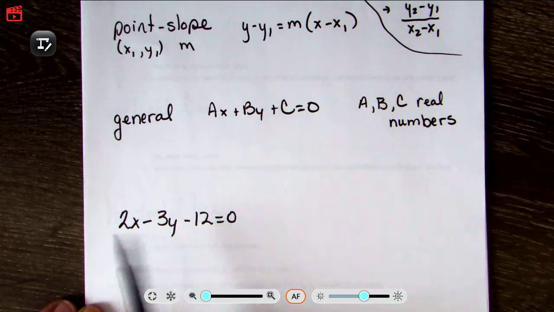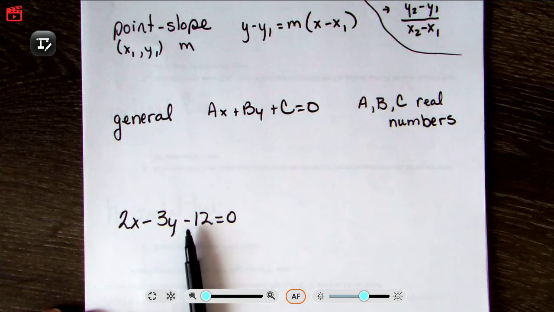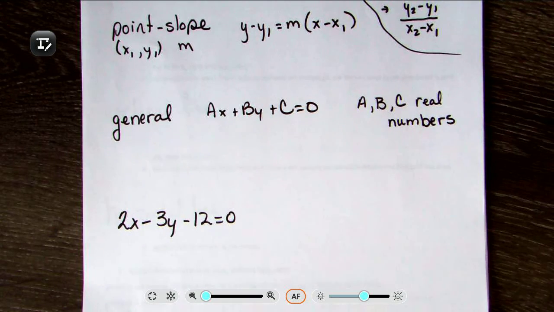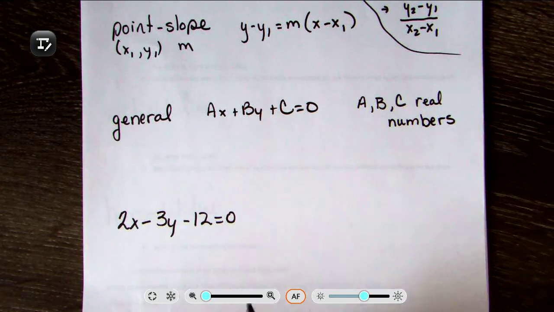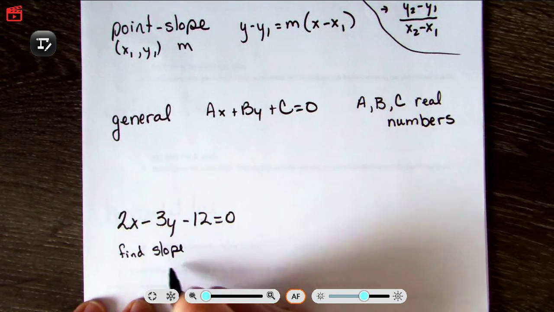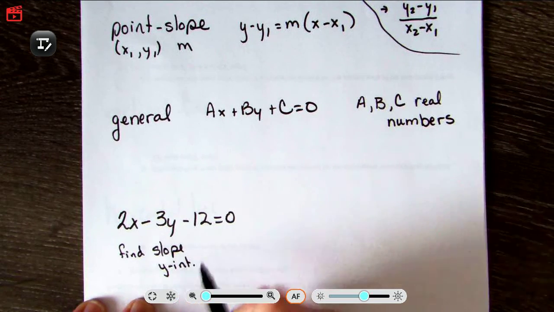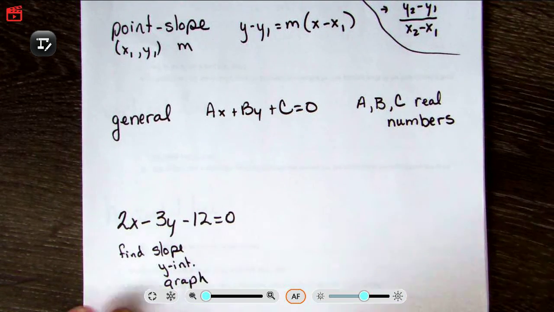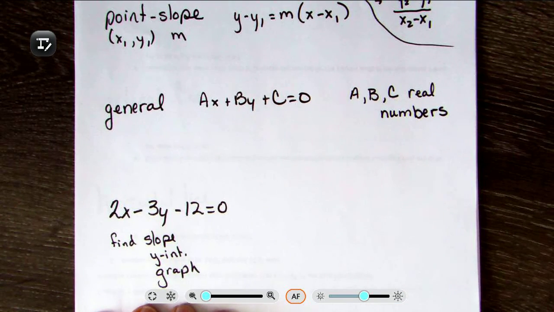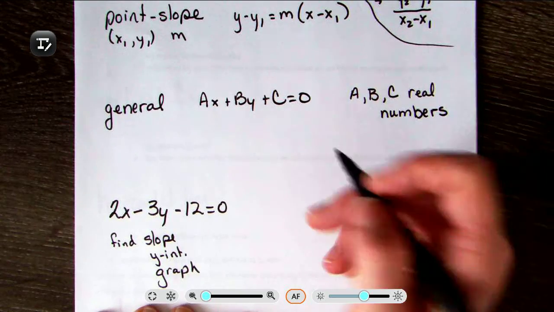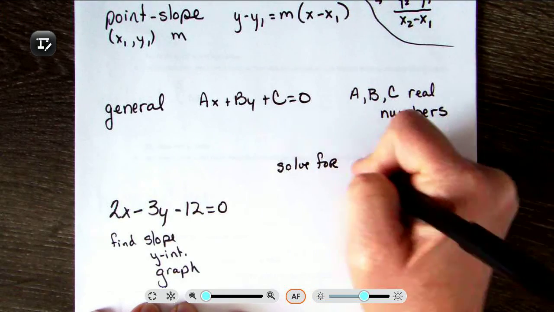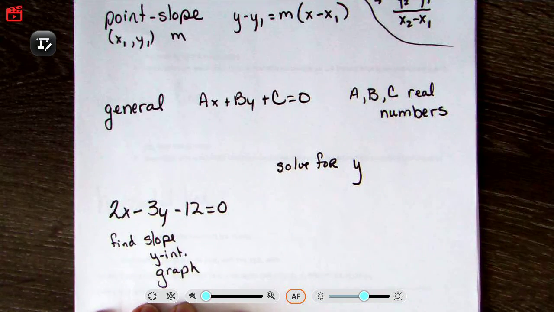Here's an equation: 2x minus 3y minus 12 is equal to 0. That is in general form, and we want to find our slope, find our y-intercept, and we're going to graph it using all of that information. So what we're going to do is put it into slope-intercept form, in other words, solve for y, so we can pick off the slope and the y-intercept.